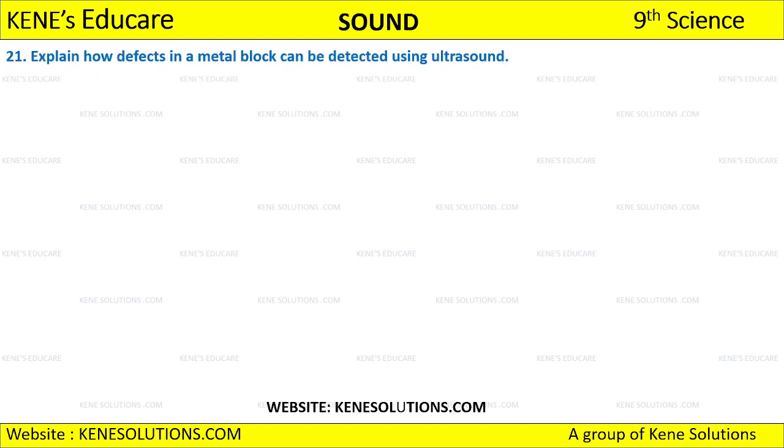Okay. Then explain how defects in a metal block can be detected using ultrasound. Defective metal blocks are not going to allow the ultrasound to pass through them, and they are going to reflect it back. So this technique can be used for finding defects in the metal block, and you can make a setup where you allow the ultrasound to pass through one end and detect the disturbance, the reflected sound, at the other end. Okay, so this is how we can find out the defects in the metal block quickly with the help of ultrasound.